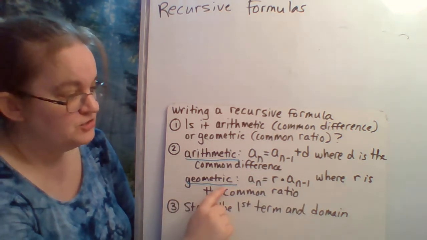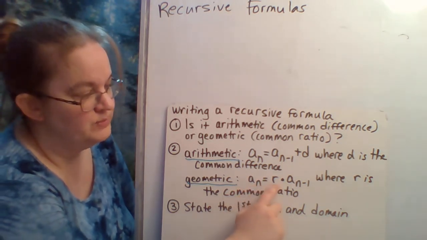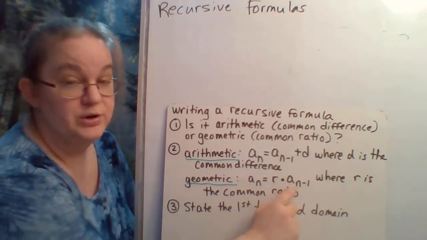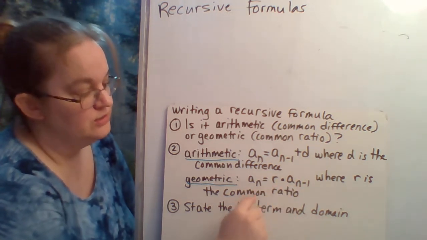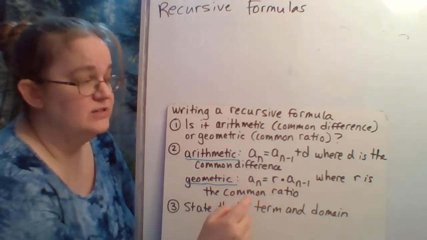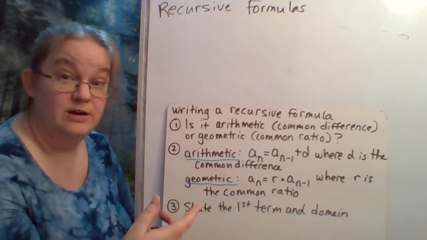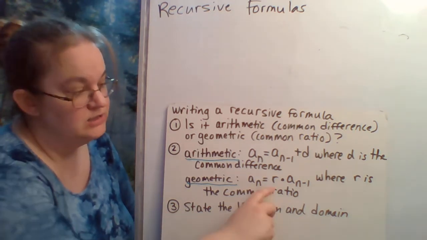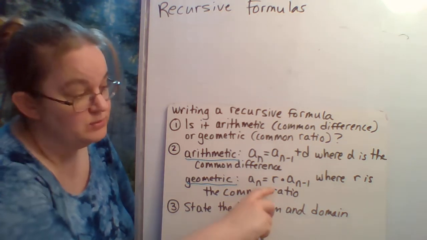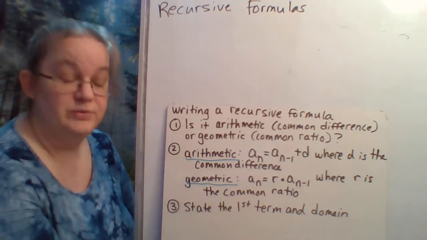If it's geometric, the nth term would be the common ratio times the (n minus 1), or the previous term. So the common ratio, again, is going to be represented by r. And so if you divide a term by the previous term and each time it comes out to 6, then you would put 6 here. If when you divide it out, it's like 1/2, then you would put 1/2 there. So you're just replacing r with the common ratio.